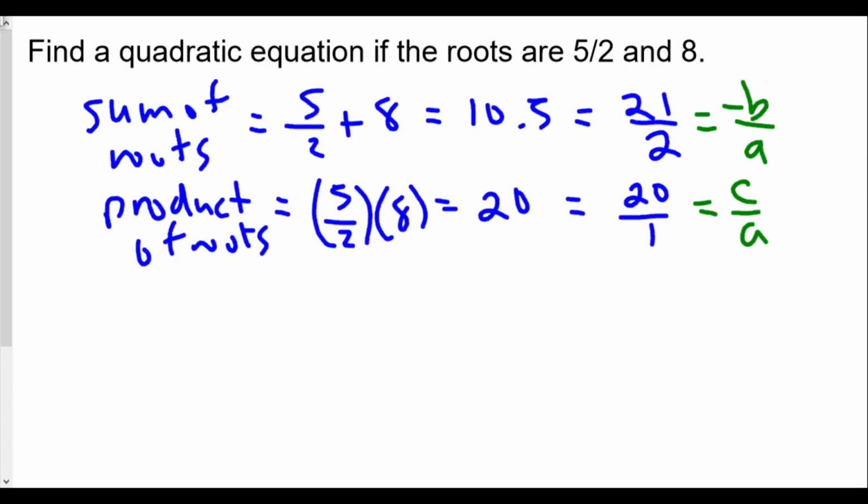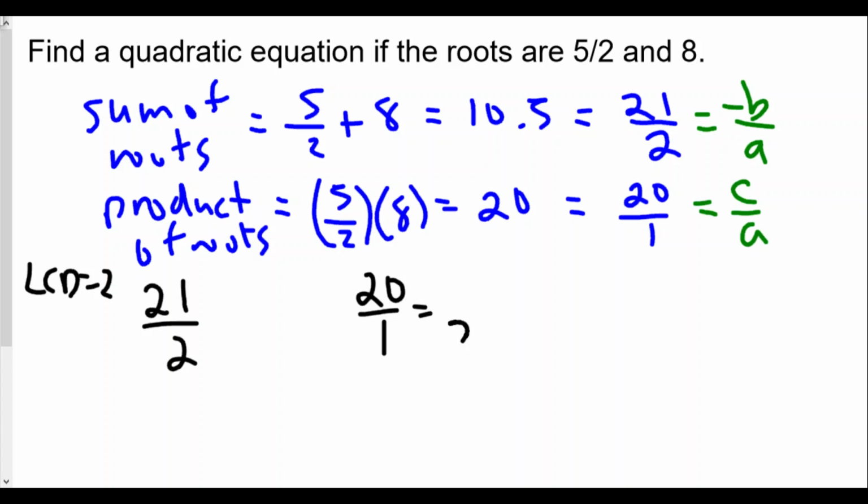So we have here the fraction 21 over 2, and then we have the fraction 20 over 1. So we want to rewrite them so they have the same denominator. Well, the least common denominator in this case, the LCD here, will be 2. So we're going to rewrite 20 over 1 as something over 2. Well, if I multiply 1 times 2, I get 2. So I'll multiply 20 by 2 to get 40.